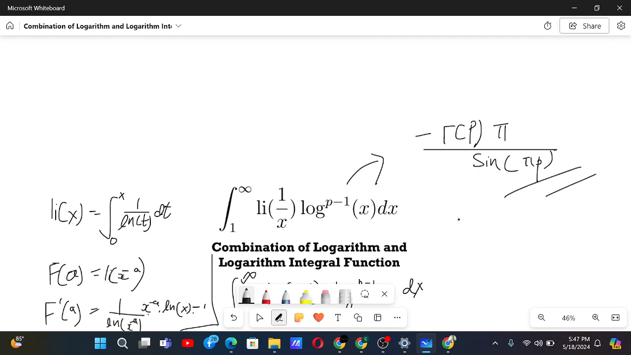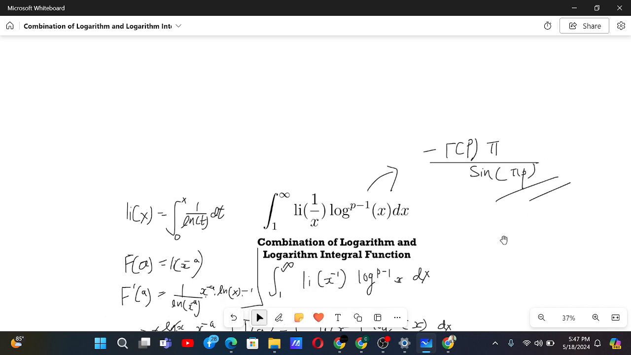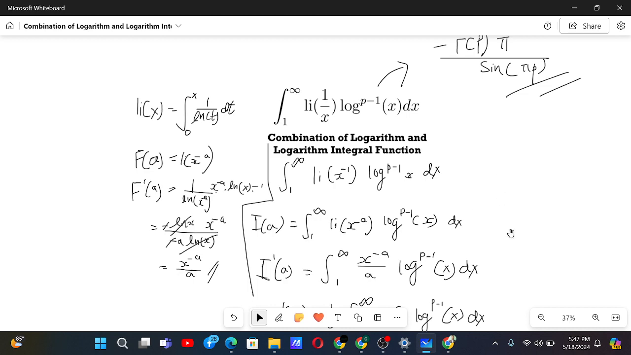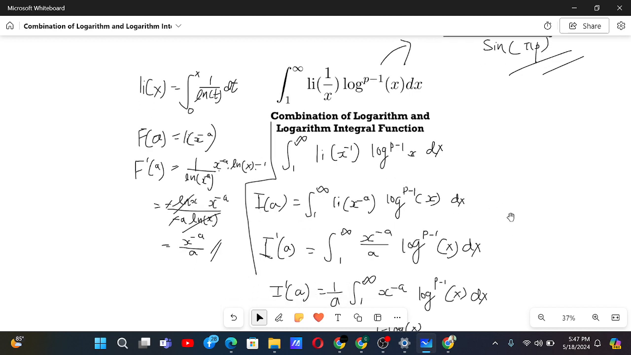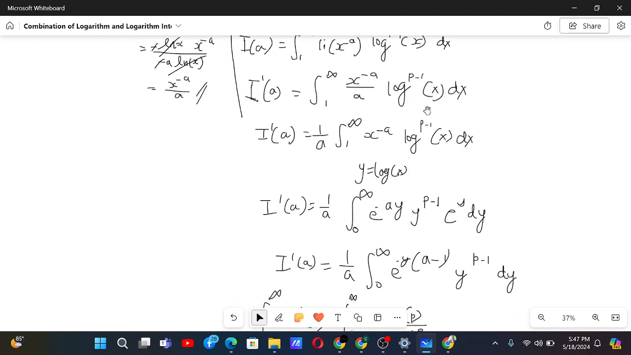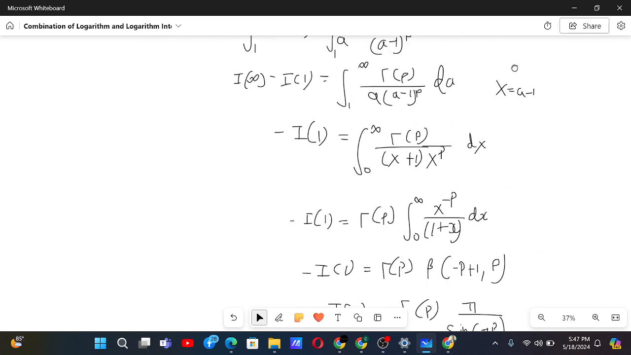Hope you enjoyed the video. Now, just to recap, we created a condition where we could find the answer, and we could use Feynman's technique. After that, it clearly simplified. We just used the gamma function and got the answer.